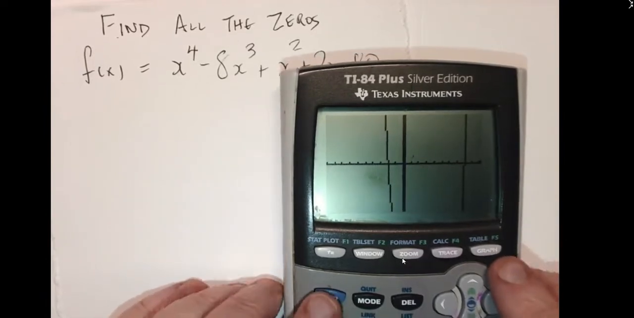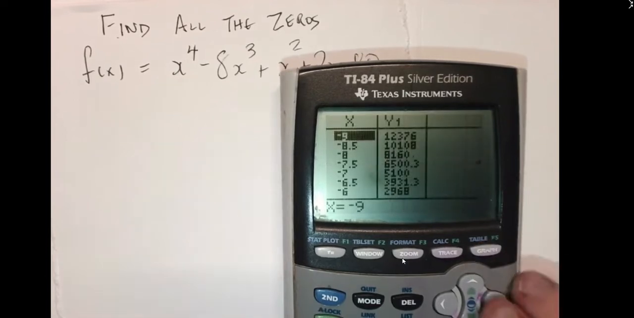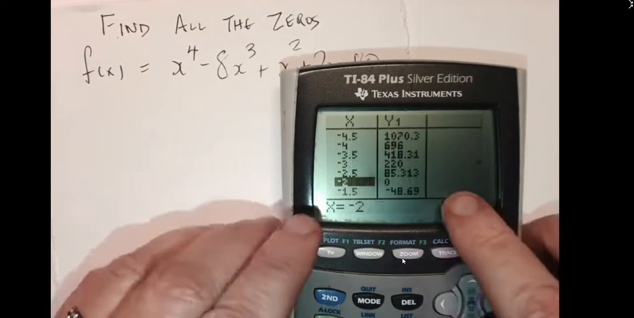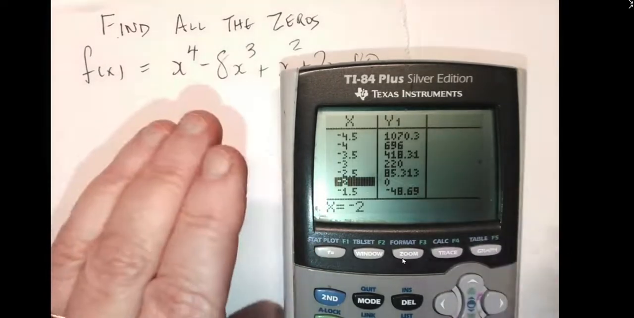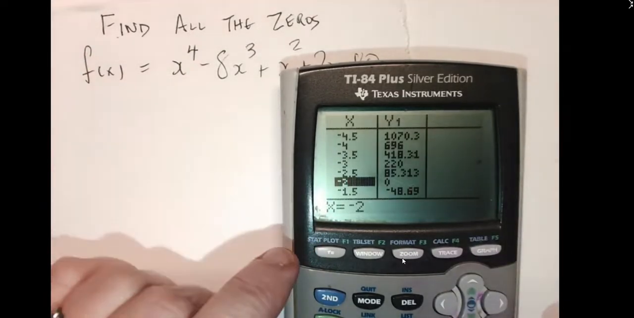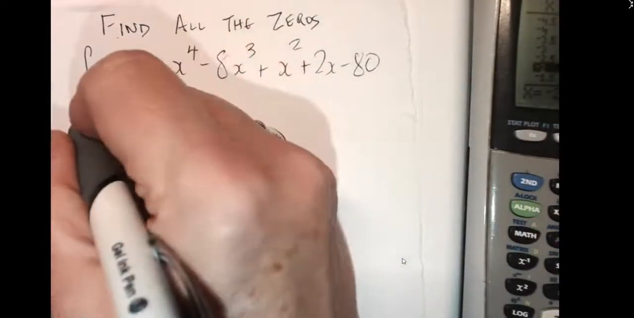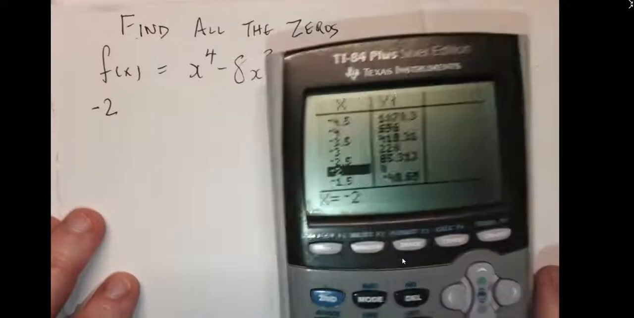Just to make sure, I'm going to press second and graph, and come back down here to -2. All right, so you can see -2, 0 is on the graph. So I definitely have an x-intercept at -2. So -2 is a 0. So we get that from the graph.